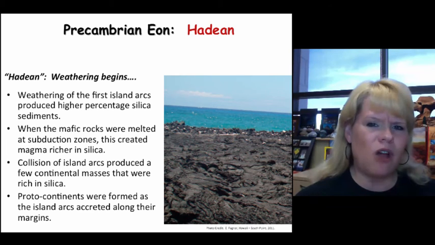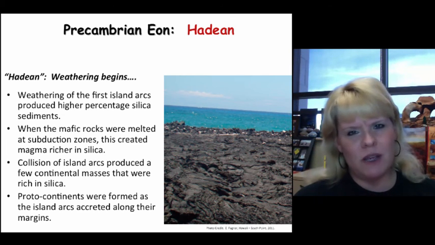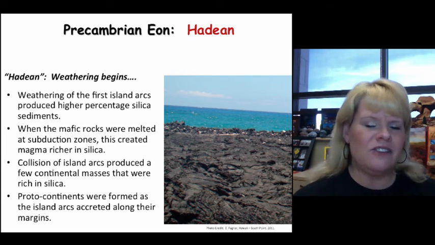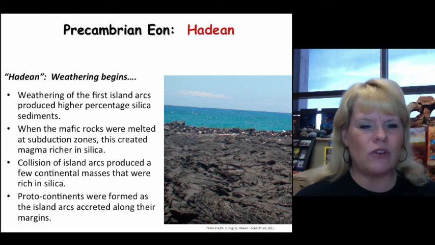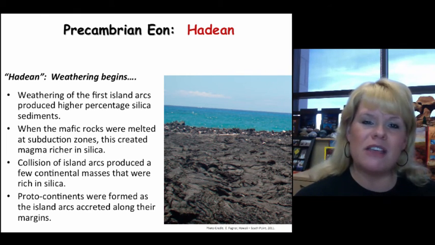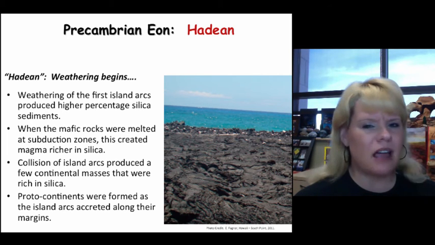We know that once the rock started to cool, weathering could begin. So our first sedimentary rock is now on our radar screen. Island arcs are starting to get formed, and now they're subjected to elements of weathering. And as that occurred, that produced higher percentage silica-based minerals in the weathering process naturally.